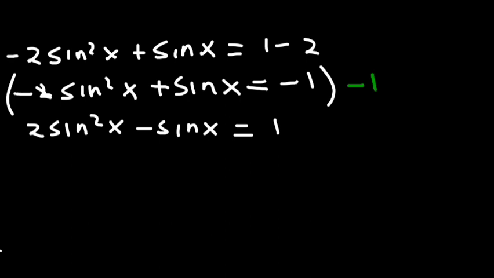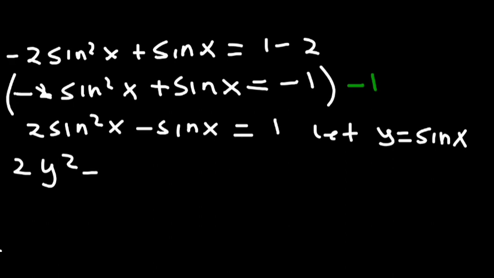So what are we going to do next? To make our life easier, we're going to let y be equal to sine x. So whatever is sine x, we're going to replace it with y. So 2y squared minus y is equal to 1. Now we can bring 1 to the other side. So we can say this is 2y squared minus y minus 1 is equal to 0.